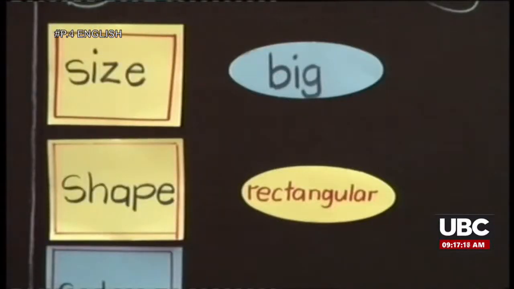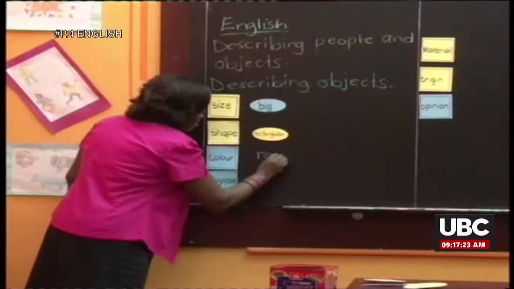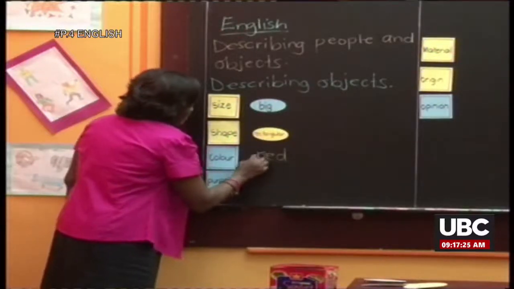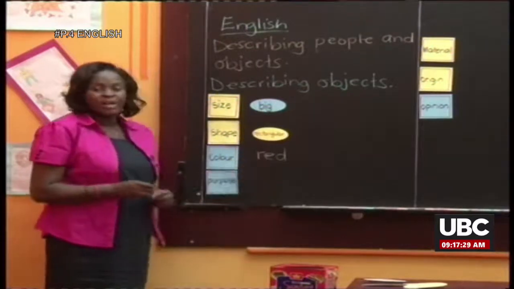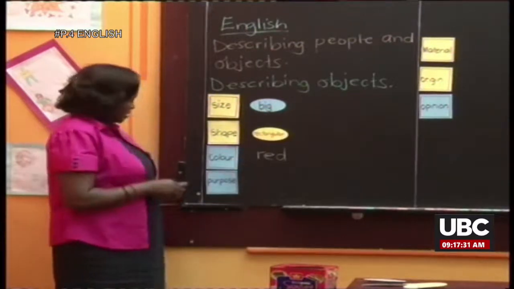And also, we should also have another color. Maybe let's look at our books, our cups, and we say maybe red. You can use the color as red. We are looking at the color of the object.